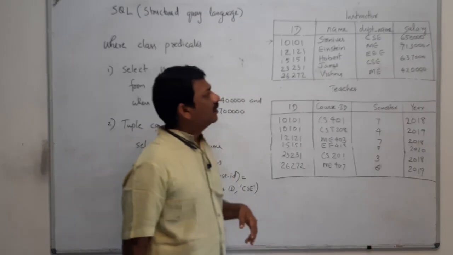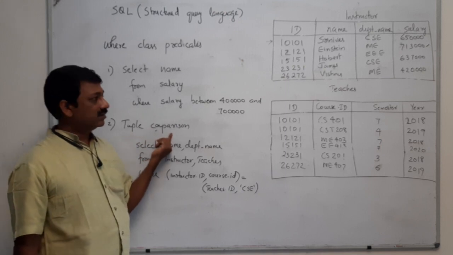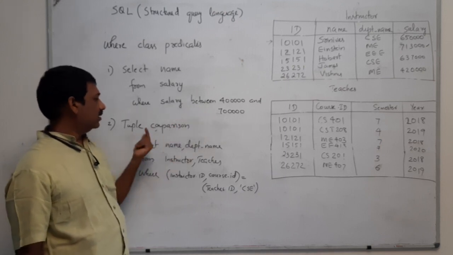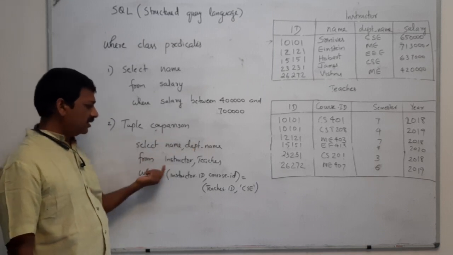Okay, and see now tuple comparison. So this is regarding between, and tuple comparison means select name, department name from instructor, teachers.